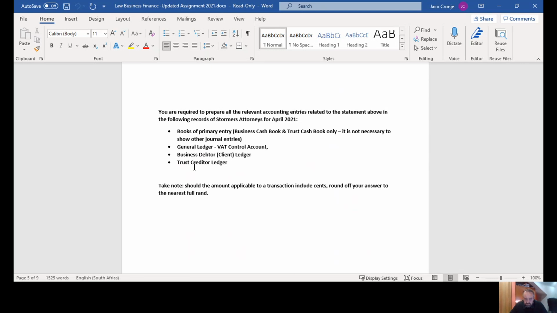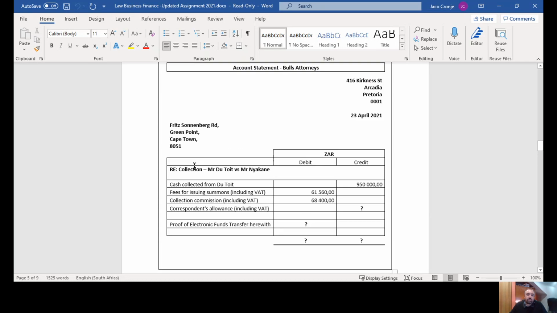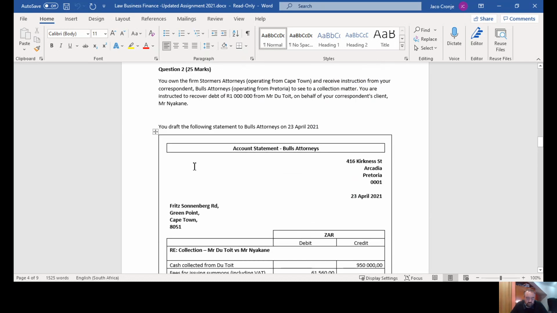Okay, so we need a business cash book, a trust cash book, correspondent Bulls trust creditor, correspondent Bulls business debtor. Okay, so that's correspondent Bulls trust creditor is one T account, correspondent Bulls business debtor is another T account. Then we've got a T account for professional fees, a T account for collection commission, and we've got our VAT control account. So altogether you have 1, 2, 3, 4, 5, 6, 7 T accounts in question 2. Right, so now let's quickly read through the actual question. So you own Stormer's attorneys.